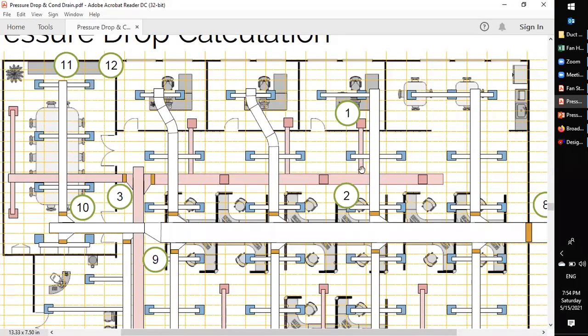Here we have a converging T on this point. After the converging T, there's a straight duct, so from here to here, and then here another converging T. Straight, converging T, straight, converging T, straight up to here. So how many converging T's are there? 1, 2, 3, 4. How many straight ducts? 1, 2, 3, 4, 5.